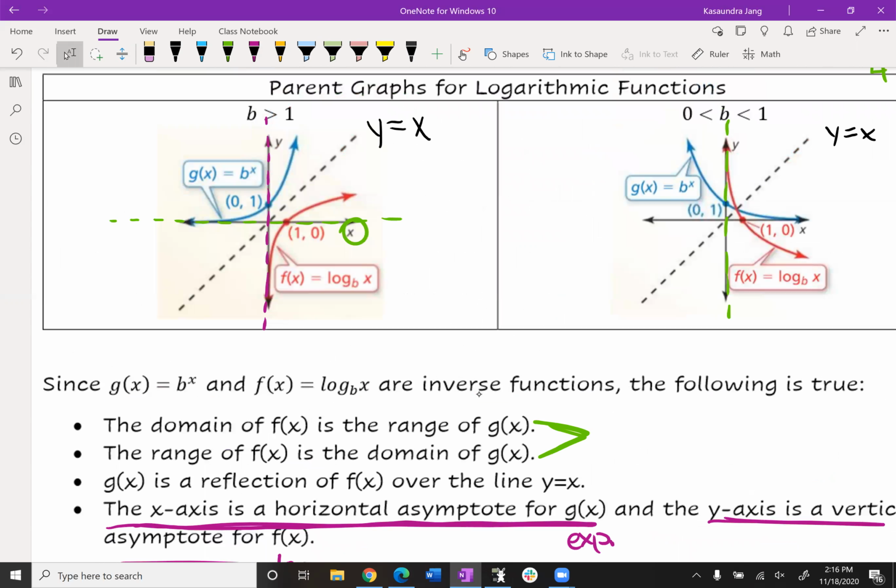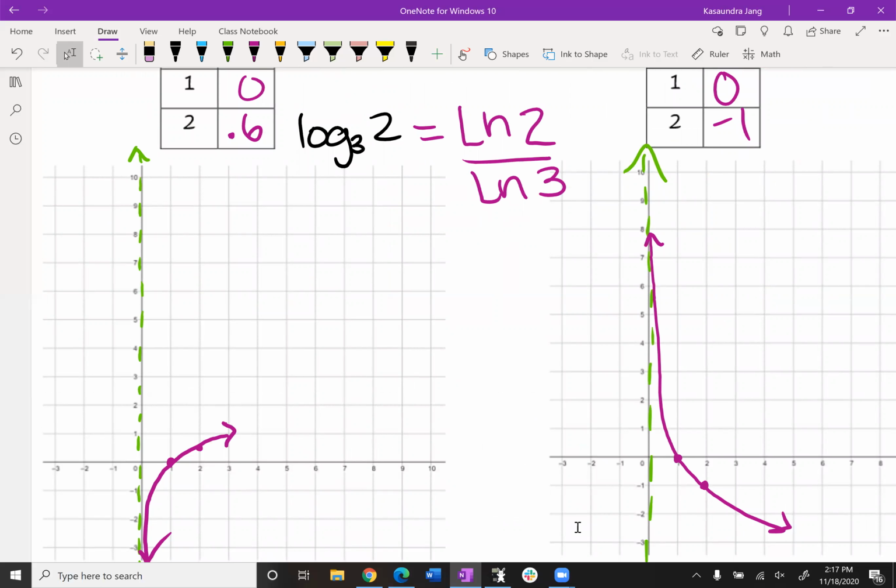All right. Anything else? What else we got? No? All right.